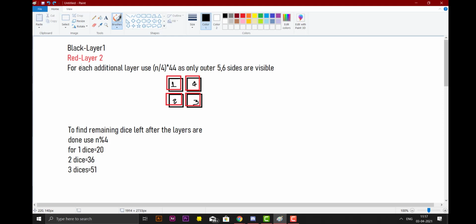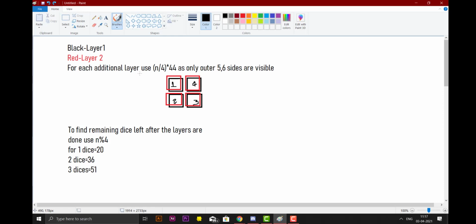So similarly, if you are having 1 die, you will get 20. If you are having 2 dice, you will get 36. If you are having 3 dice, you will get 51. And if you are having 4 dice, you will get 60 here. So if you are having more than 4 dice, then what do we have to do?